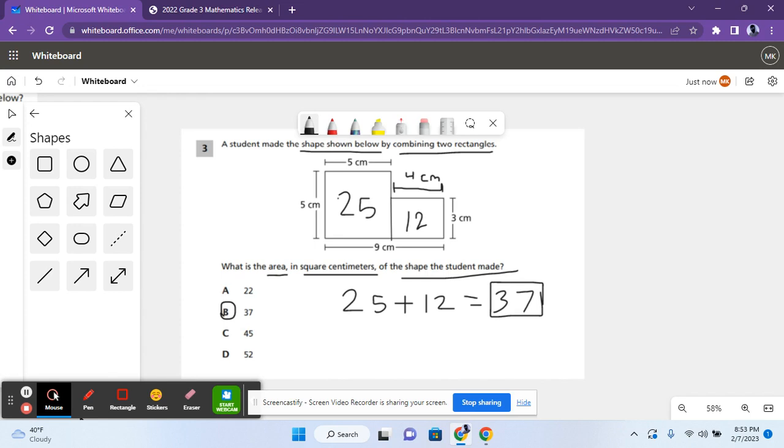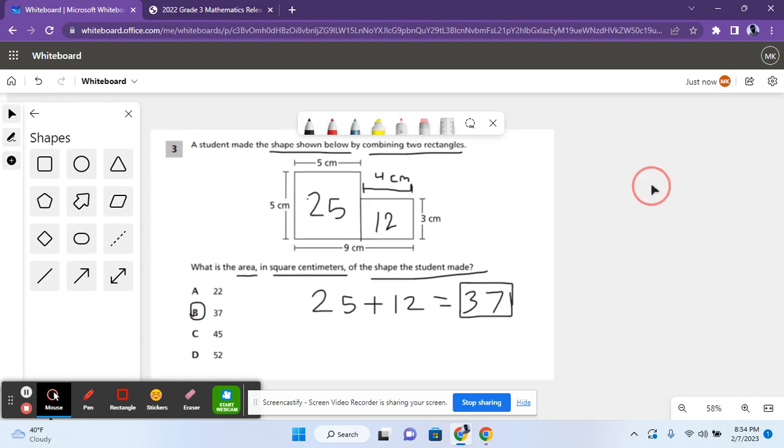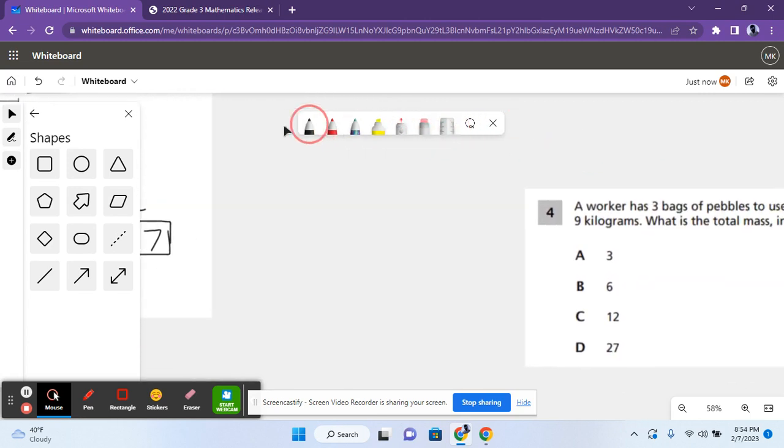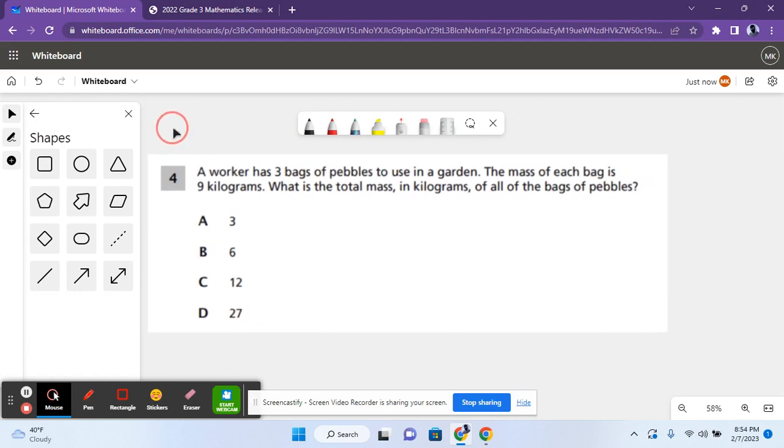By the way, make sure to look at the units that the question is using. If it didn't say square centimeters and it said something like square meters, you're going to need to convert your answer into meters. But since the units that we were using for the shape and the units that the question is asking for is in square centimeters, that means that we don't need to convert anything. But be sure to look out for that on the exam. Let's move on to the next problem.